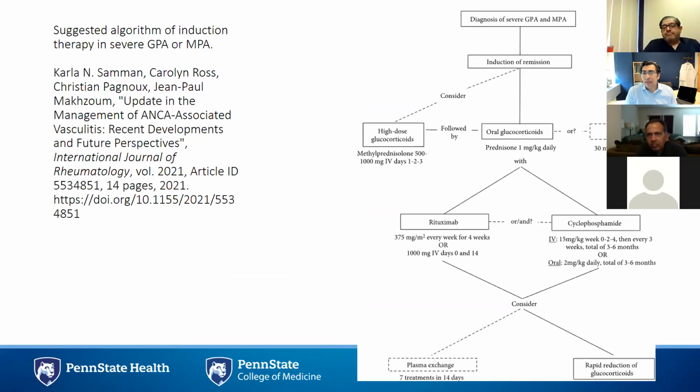So their approach is, if there's a diagnosis of severe GPA or MPA, induction of remission with high-dose glucocorticoids, the IV pulse, followed by oral glucocorticoids, or I think they want to use as the steroid-sparing regimen avacopan with either rituximab and/or cyclophosphamide. I think the regimens are listed, and I think they still consider plasma exchanges, 7 treatments in 14 days, and I'm sure there are some criteria listed.